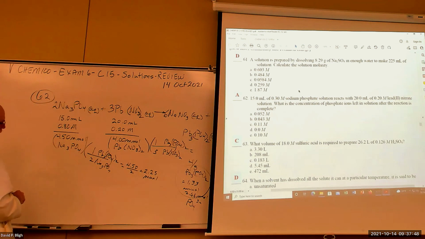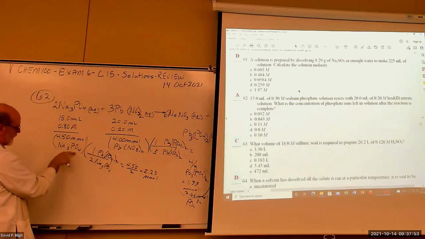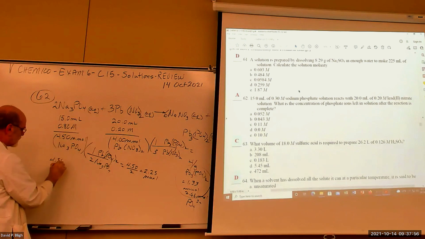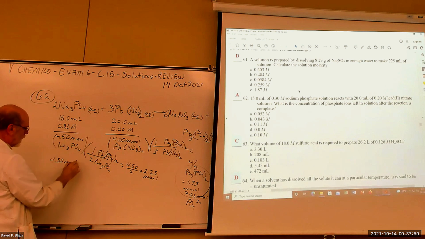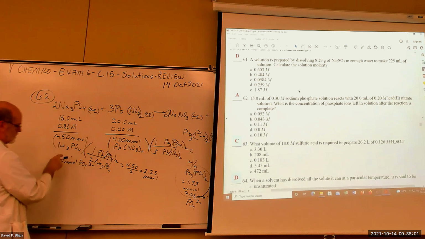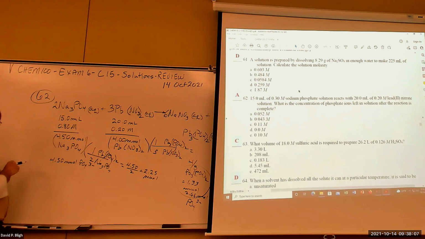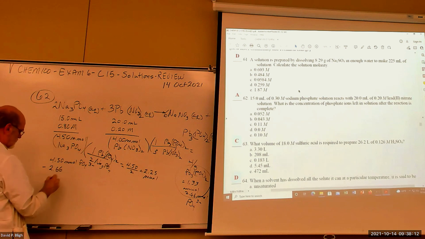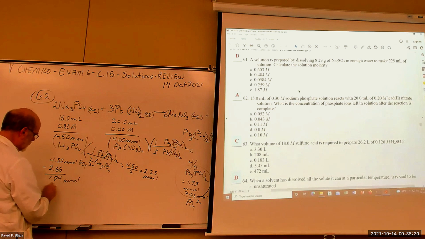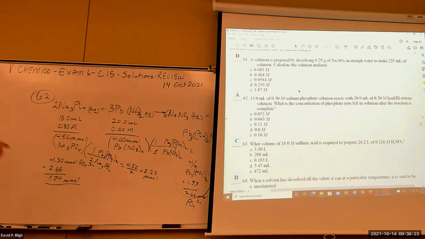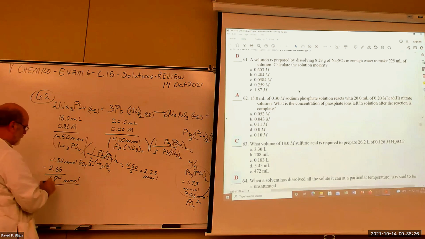What did we start with? We started with 4.50 millimoles of this compound, which is equal to 4.50 millimoles of phosphate, right? Because it's 4.5 millimoles of this compound, and there's 1 for every unit. So this is what we started with. This is what we used up. And so that's 1.84 millimoles divided by what volume? How many milliliters? 35.